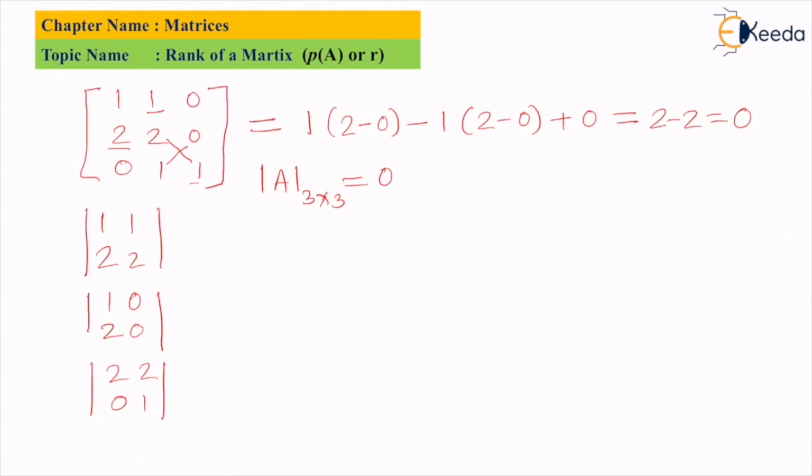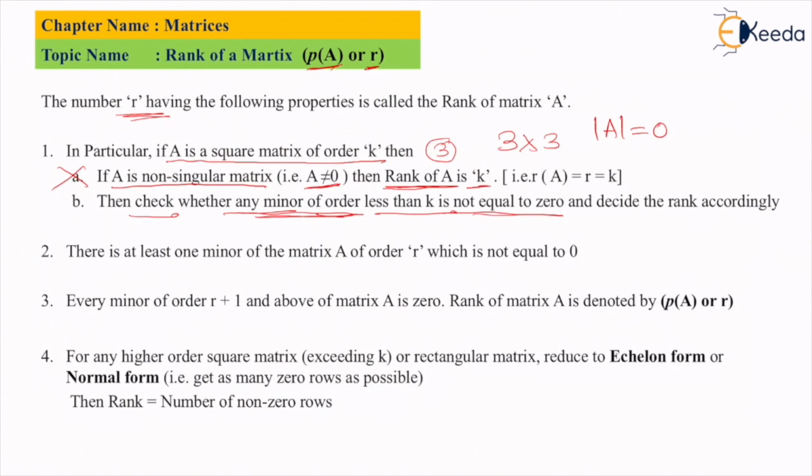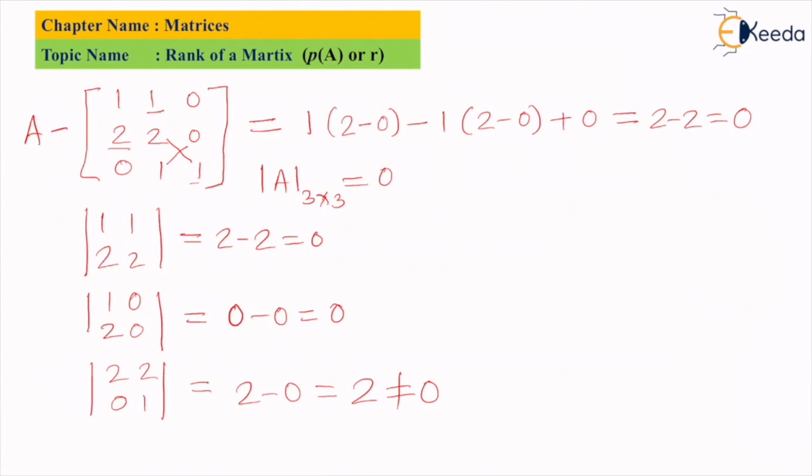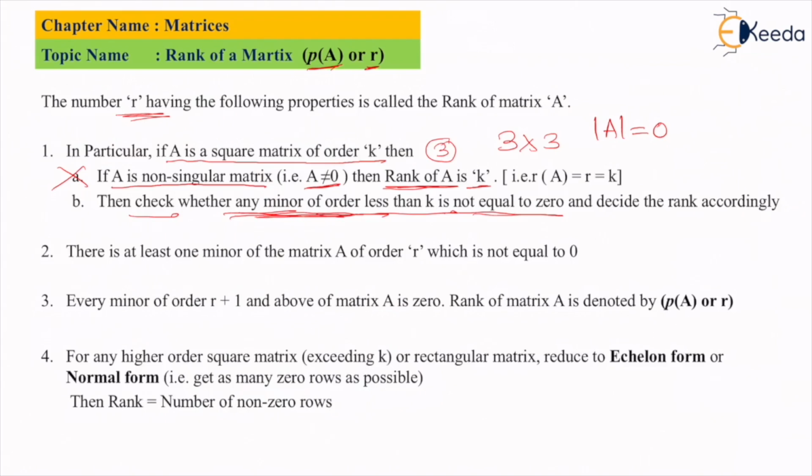Now let's find out the determinant of this. So here it will be 2 minus 2, which is 0. So yes, we are getting 0. Let's see next. So here it is 0 minus 0, it is 0. Next, 2 minus 0, so 2 guys, here it is not equal to 0. So as per the point number B, if we get any minor of order less than k as not 0, then that is the rank of a matrix. It means the rank of this previous matrix, let's say A, is 2. So this is how we find out the rank of a matrix.